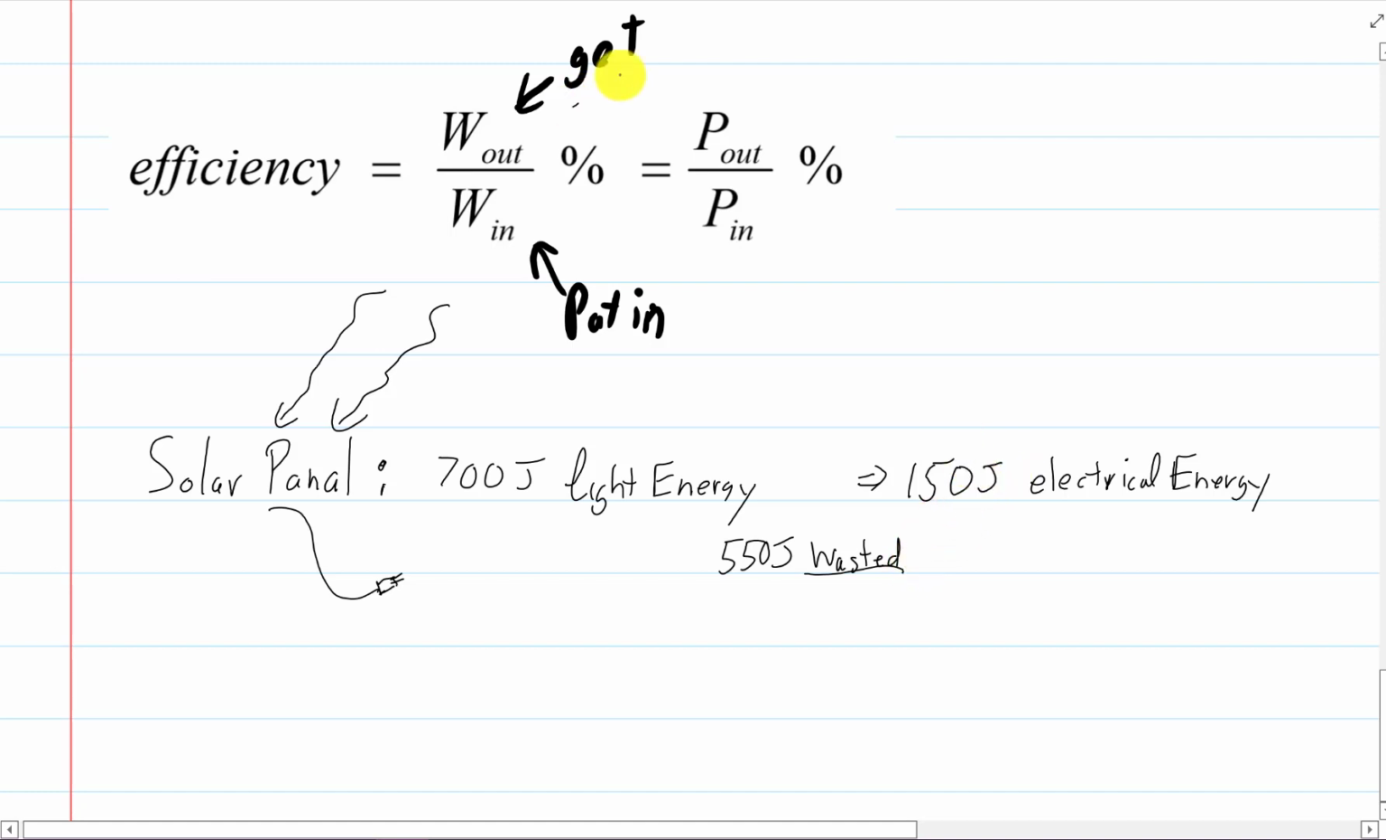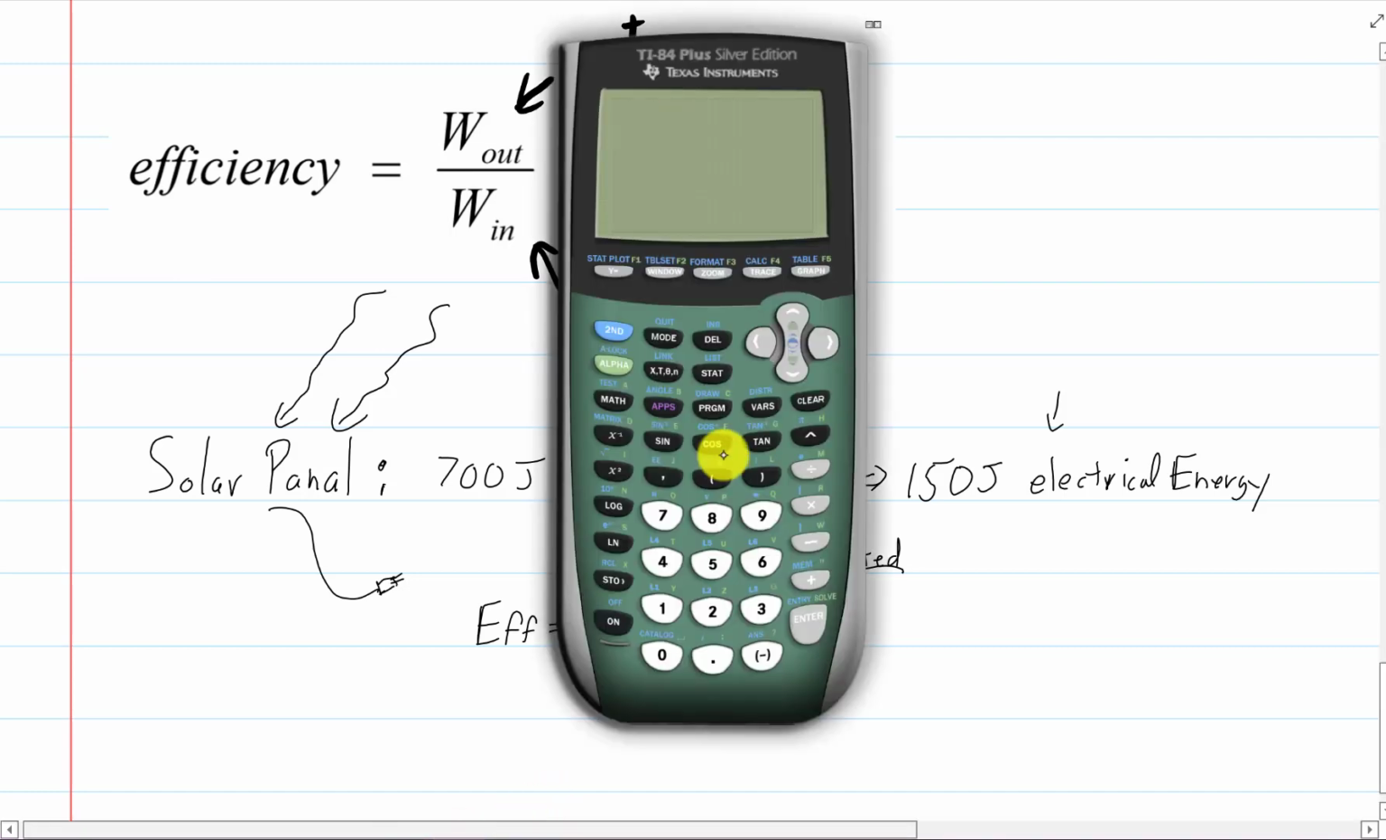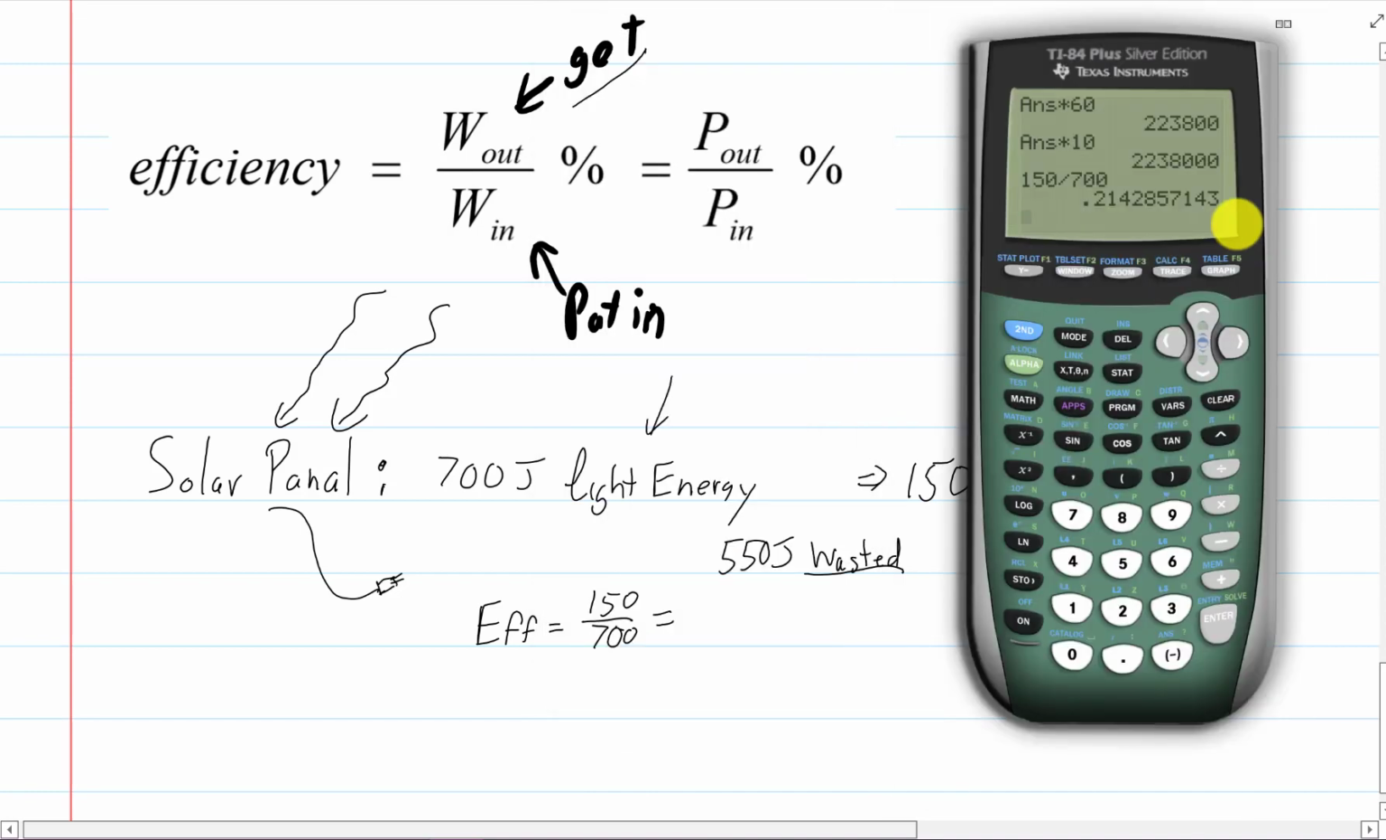So what we get over top of what we put in, this is what's put in, and that's what we get. And then we change it to a percentage. So the efficiency of this is always equal to the smaller number over the larger number. And Mr. Calculator, 150 divided by 700, and then convert it to a percentage. This will be 21.4% efficient.